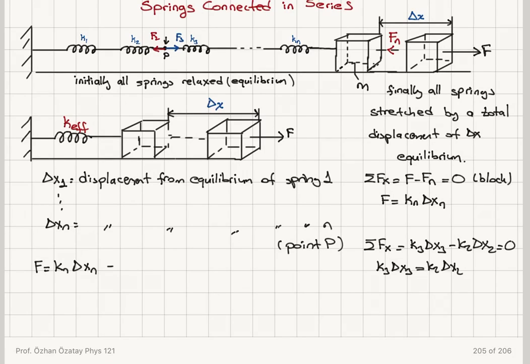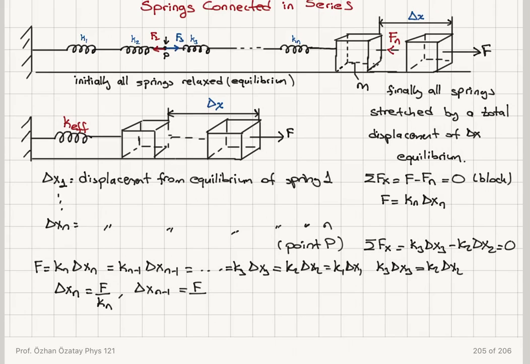So if I put all of this information together, I have F equals Kn delta Xn. And for the point between nth spring and n minus 1 spring, this would be equal to Kn minus 1 delta X n minus 1. And for example, I have K3 delta X3, K2 delta X2. This will be equal to K1 delta X1 for all the points between the springs. So I can see that the displacement from the relaxed position for the nth spring is F divided by Kn. And for the n minus 1th spring is F divided by Kn minus 1. And if I go like this, for the second one, delta X2 is F divided by K2. And similarly, delta X1 is F divided by K1.